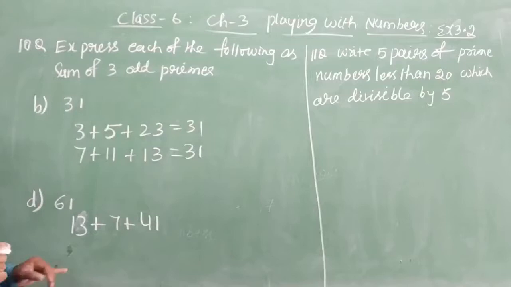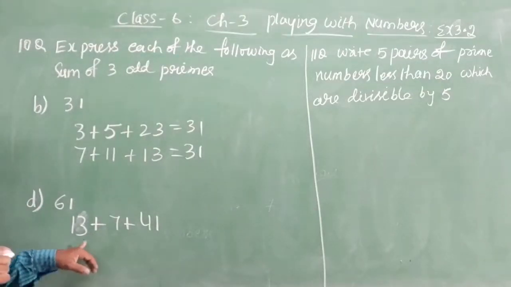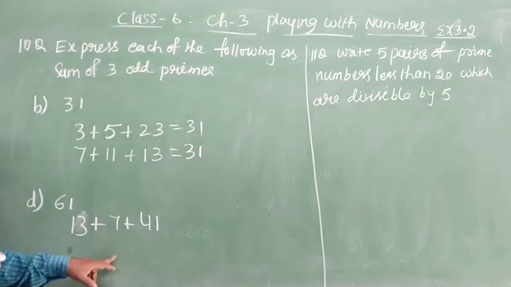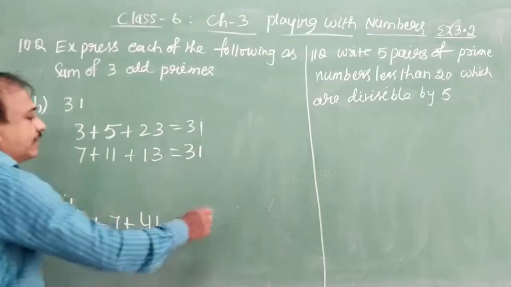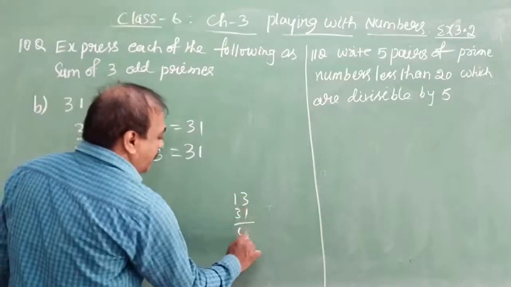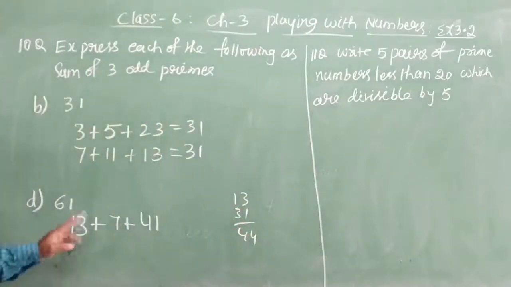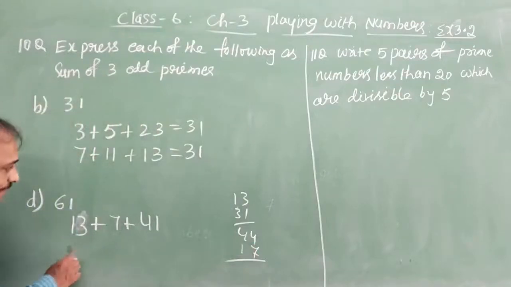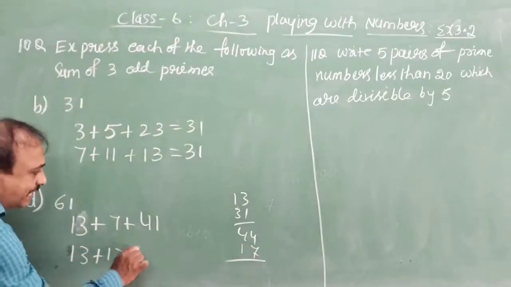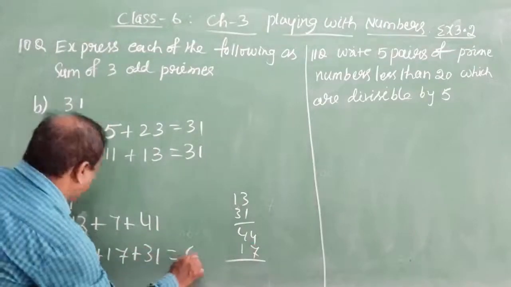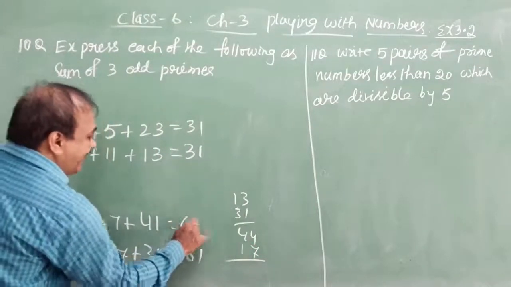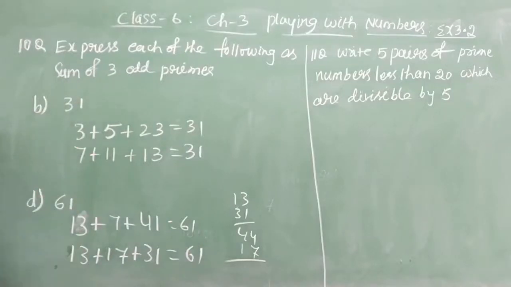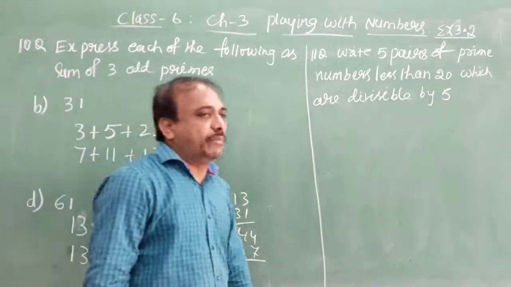What is another combination you can add up? Take 31 and 13. If you add 13 and 31 you get 44. You need one more to reach 61, which is 17. So you can add 13 plus 17 plus 31, which will give you 61. Is it clear? Right.